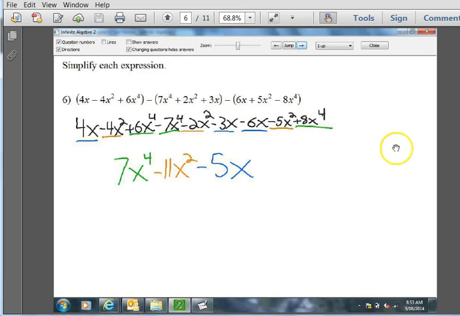And then from there, it's combining your like terms. Notice how I don't add my exponents there, because we don't add exponents. Think about it. I have 4 apples minus 3 apples minus 6 apples. I don't get apples cubed or apples squared. I just get apples. Units stay the same.